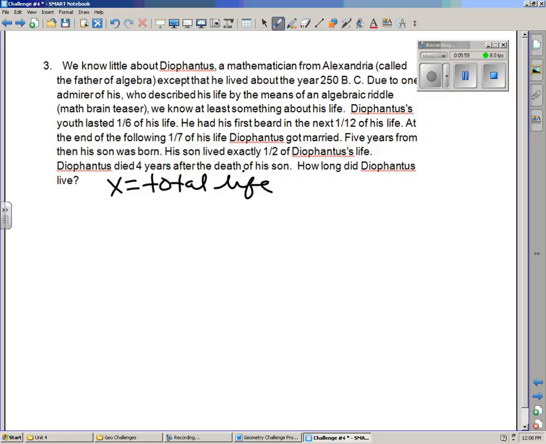then we can figure out how old he is, because we know that his youth lasted a sixth of his life, 1/6 of his life. He had his first beard in the next a 12th of his life. Well, we've got to add all of his lives together, if you will, to get his total life. At the end of the following a 7th of his life, he got married. So now another 7th of his life has gone by. 5 years from there, his son was born. So we're going to add 5 years to that.